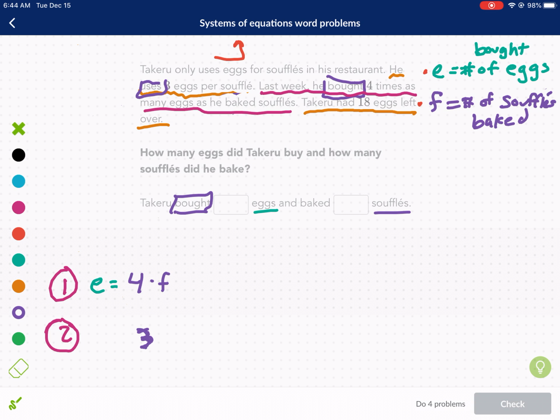There we go. We're using 3 eggs per souffle. So per souffle, we're using 3 eggs. Now you're like, oh, you just wrote 3F. That's because we're using 3 times the number of eggs per souffle.